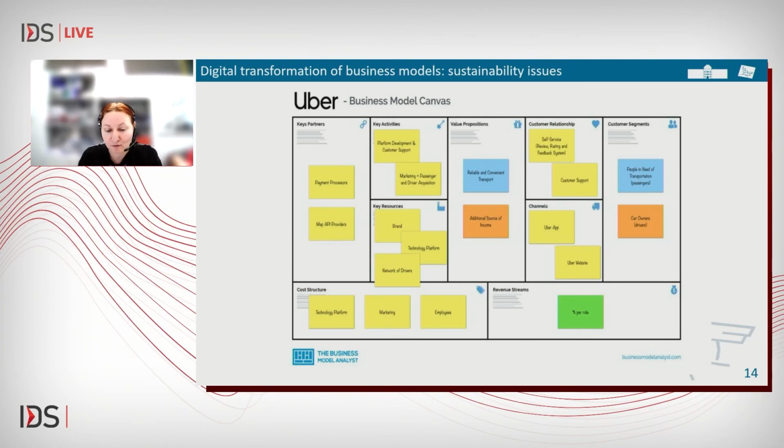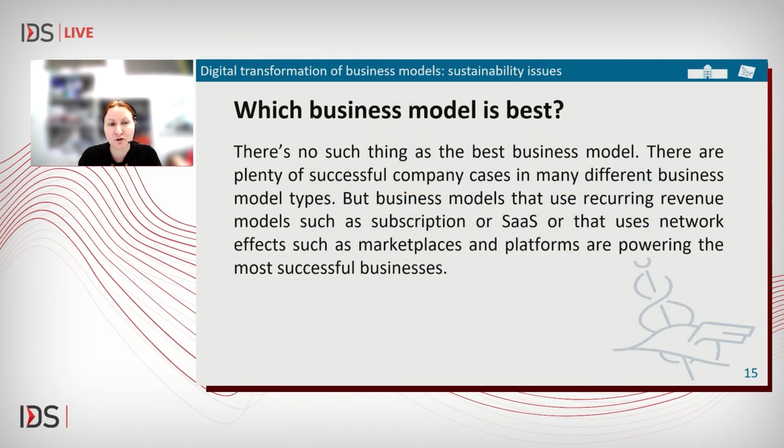And for conclusion, which business model is the best? There is no such thing as the best model. Different companies use different business models. They all somehow change their business models in the way of digital transformation. But models that use recurring revenue, such as subscriptions, software as a service, or marketplaces and platforms, are powering the most successful businesses today. And this is all for my part.